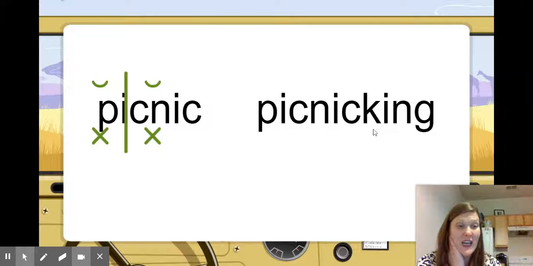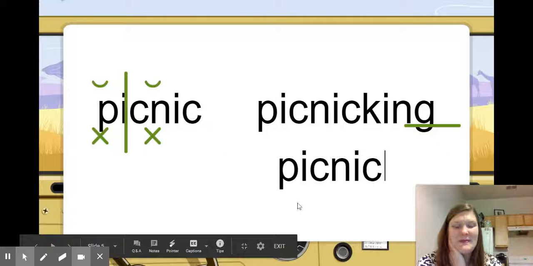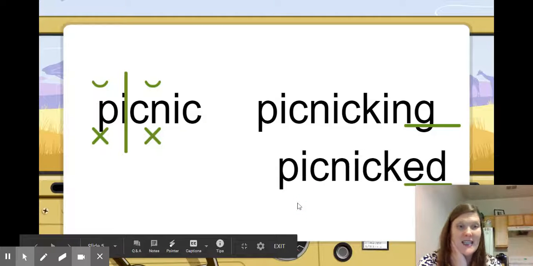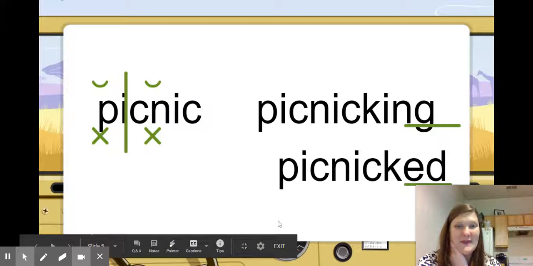It looks kind of funny, but that's the way we have to spell it because we have to protect that C from the ing, right? Okay, good. And if we picnicked, same thing, because we would have an E there, right? And so we don't want that C to be beside that E, otherwise it would make this sound.